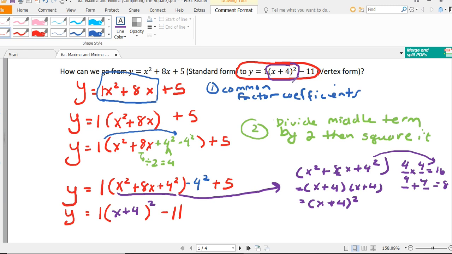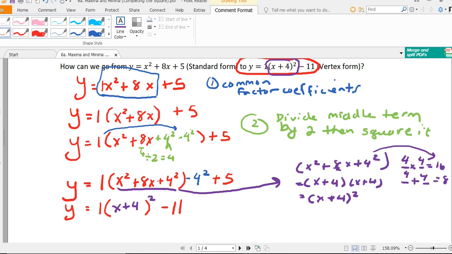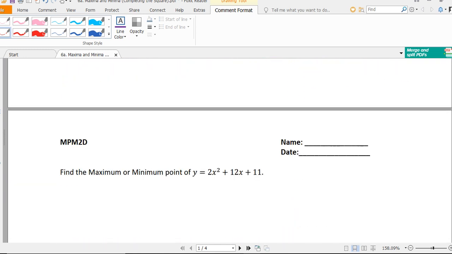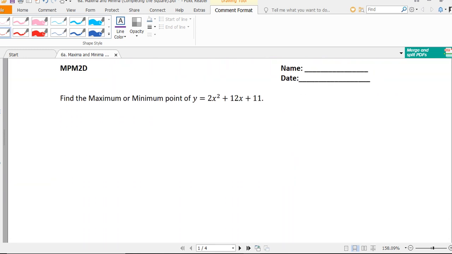Okay, this will take some time to learn. Okay, so there are obviously quite a few examples in this worksheet, and I'm going to go through them right now.